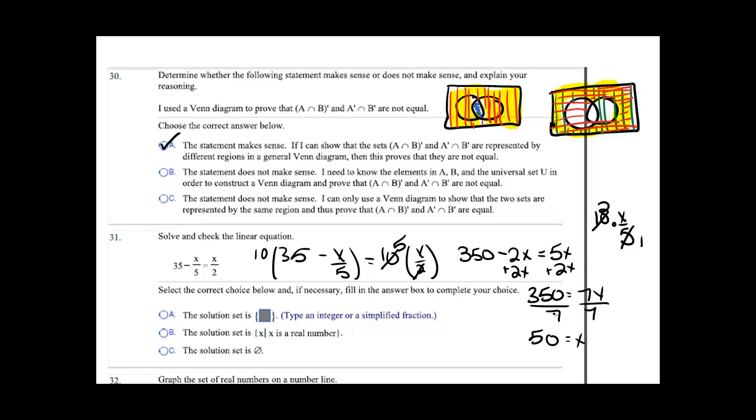Now the reason we multiplied both sides by 10 is we looked at the denominators of 5 and 2 and determined that 10 would have been the least common denominator. So if you multiply all the way across by the least common denominator, then your denominators will cancel.